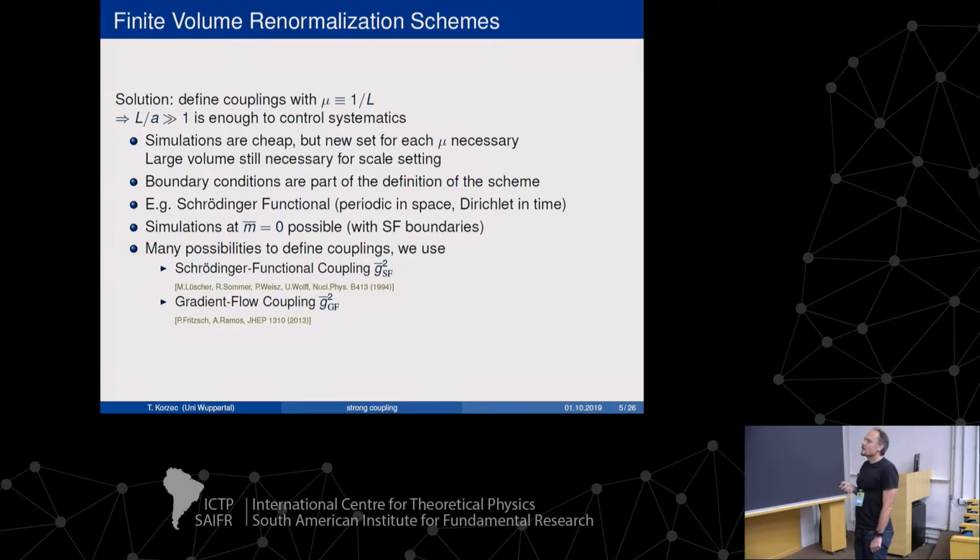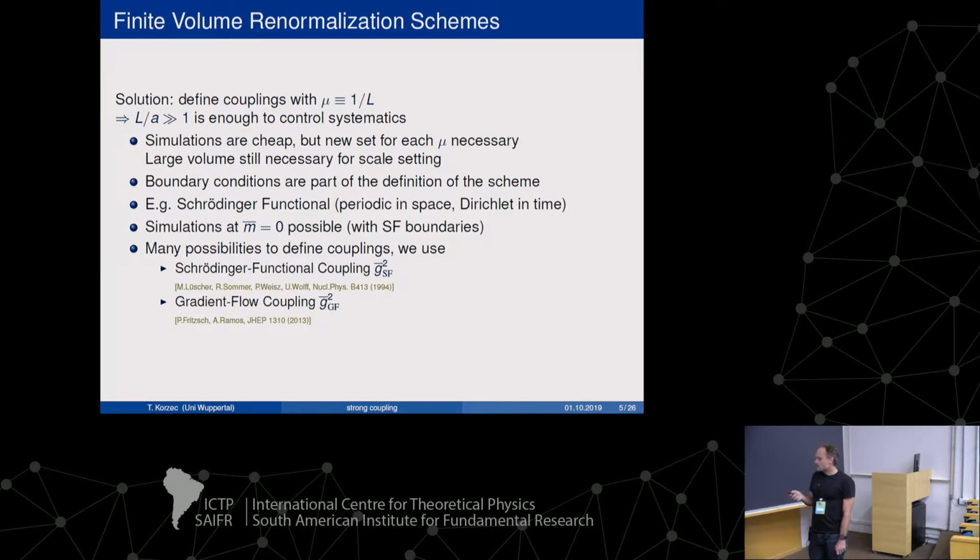In this Schrödinger functional, there are many ways to define a finite volume coupling. The traditional one is the Schrödinger functional coupling, which is more or less the response of the system to changes of the boundary conditions. A newer development is the gradient flow coupling, which is a Yang-Mills action density built from fields that are a bit smeared out. And there is a finite volume variant of it that was introduced here.